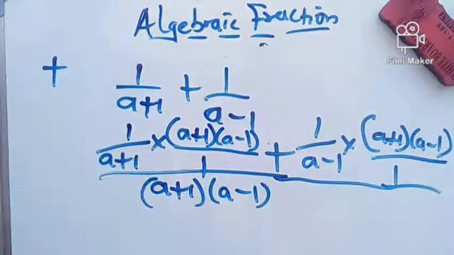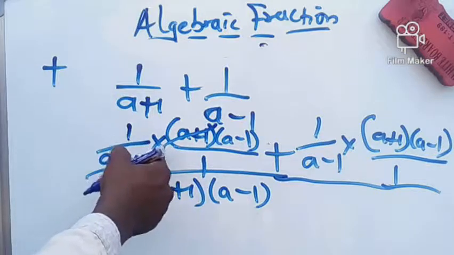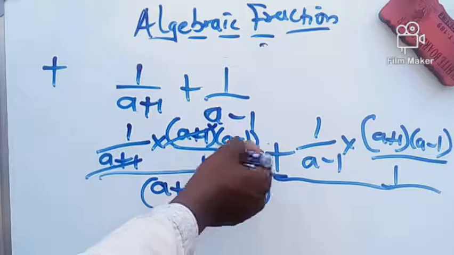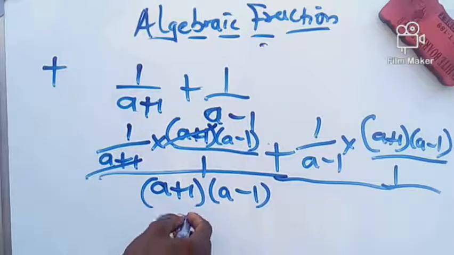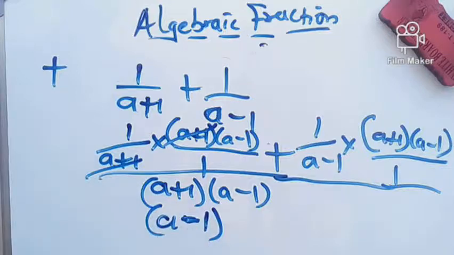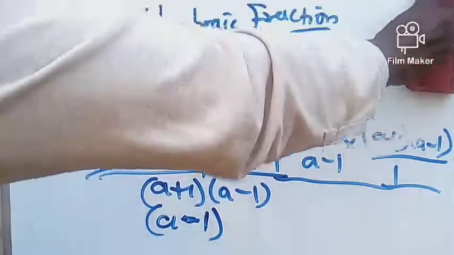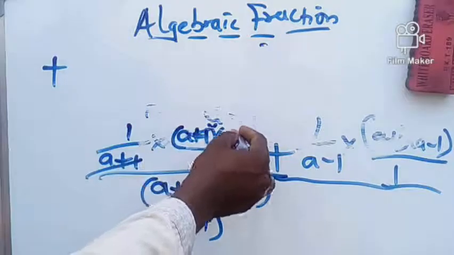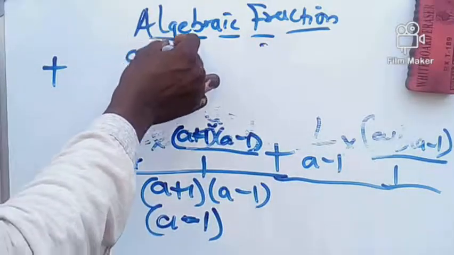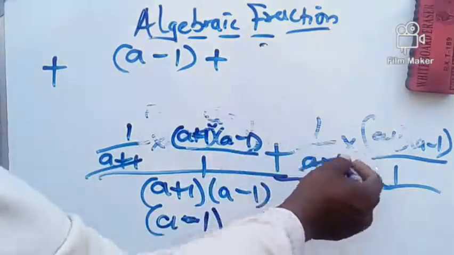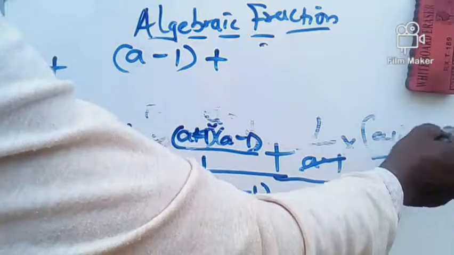So we go ahead and simplify. Notice that a plus 1 will take care of a plus 1, and you're left with 1 multiplied by this. And anything multiplied by 1 is that number. So when we say 1 multiplied by a minus 1, you're left with a minus 1. So let's put it here. So we say 1 multiplied by a minus 1, you are going to have a minus 1 here. Plus, notice that a minus 1 will take care of a minus 1.